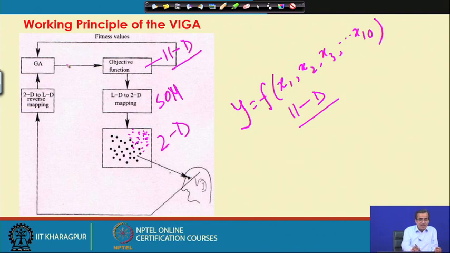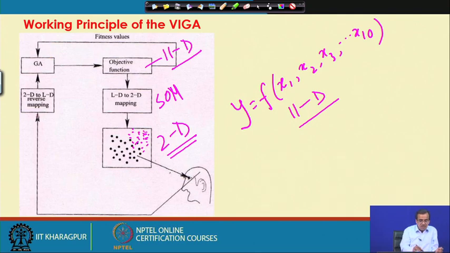Now, GA is working in higher dimensional space, but this is in 2D. So, this 2D information actually we will have to convert to the 11D, because GA does not know the 2D information, GA is working in 11 dimension.